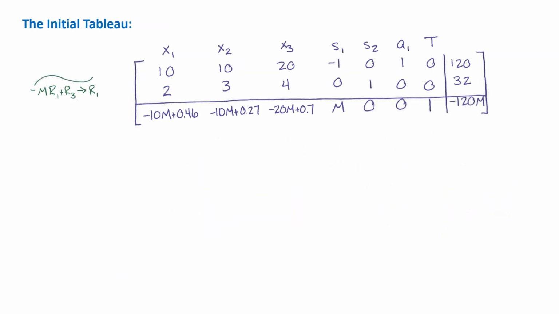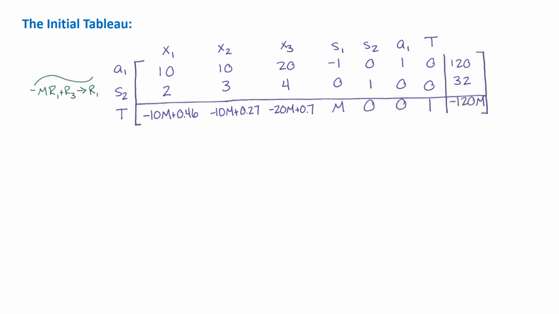So that gives me a new row 3 of negative 10M plus 0.46, negative 10M plus 0.27, negative 20M plus 0.7, M, 0, 0, 1, negative 120M. So this is the initial tableau. Note that the basic variables are now A1 representing row 1, S2 representing row 2, and T representing row 3.